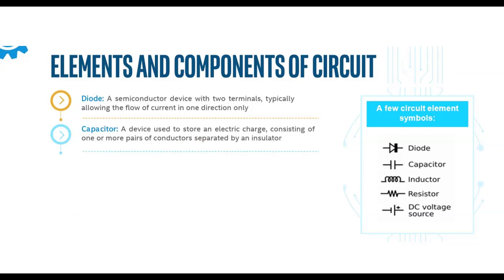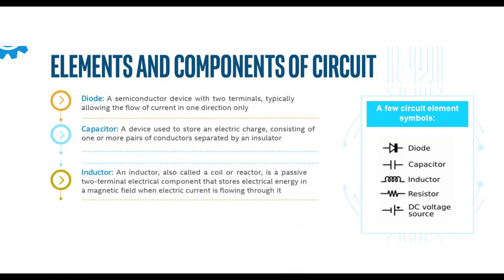The second component is the capacitor, a device used to store an electrical charge, consisting of one or more pairs of conductors separated by an insulator. This is the simple definition of a capacitor, and it is categorized into different categories, such as electrolytic capacitor and ceramic capacitor. There are multiple categories for the capacitor itself.